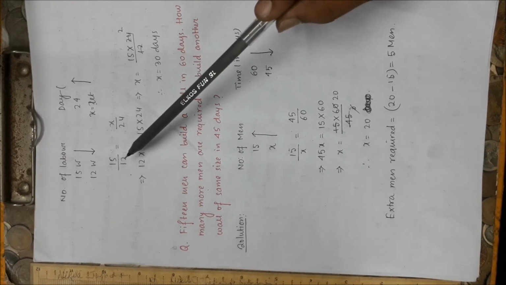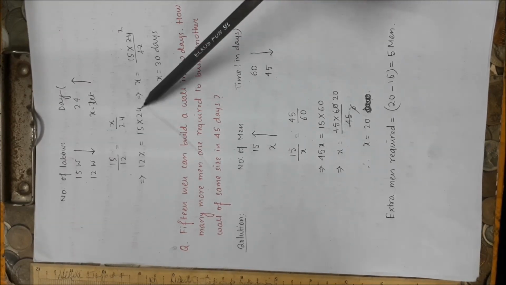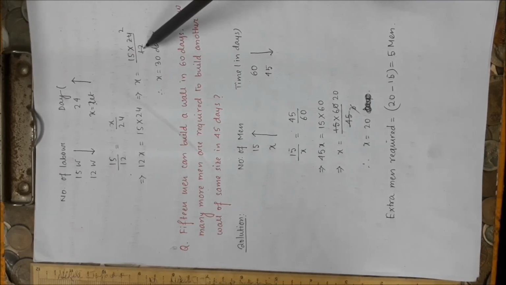If you cross multiply, you will get 12 into X equals 15 into 24. Therefore X equals 15 into 24 by 12. 12 once is 12, 12 twice is 24, so 15 into 2 is 30 days. So it requires 30 days to complete the work.